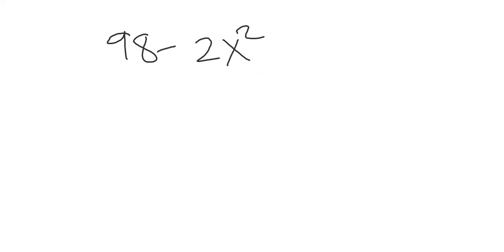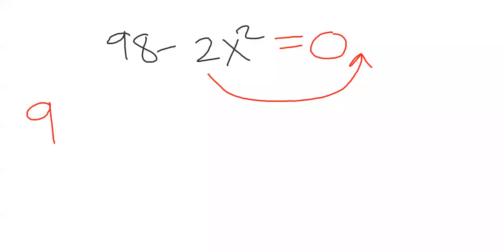I'm going to start off by inserting a 0 here. And then I'm going to take everything that is negative to that side. So now I have 98 equals 2x squared. Then you do the same thing. You go to the coefficient of x squared, which is 2.